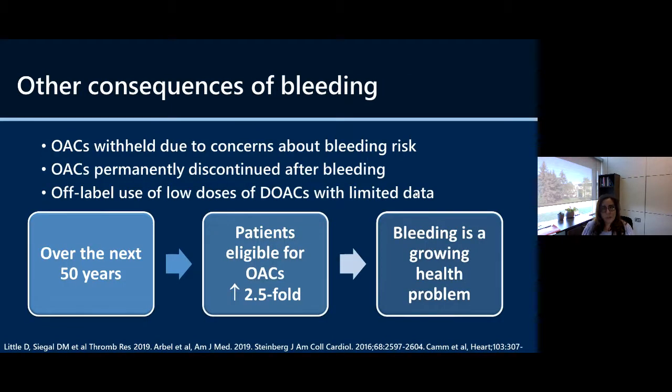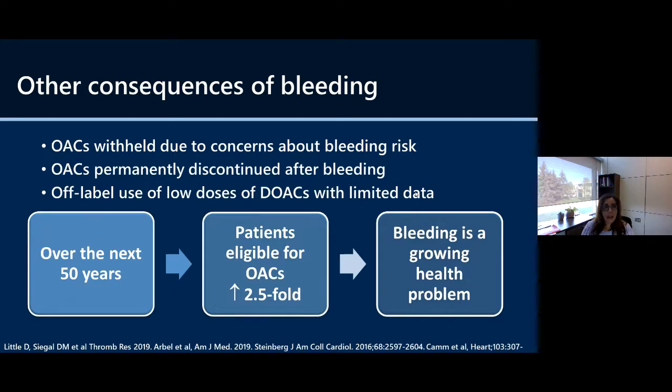But there are other consequences of bleeding. Often we see that anticoagulants are withheld due to concerns about bleeding risk. And sometimes this is in patients who are perhaps older and frail or multimorbid. Anticoagulants are often permanently discontinued after bleeding, and not just intracranial hemorrhage, but GI bleeding as well. And then finally, we see this very frequent off-label use of the low doses of the DOACs with limited data about safety and efficacy for those doses.